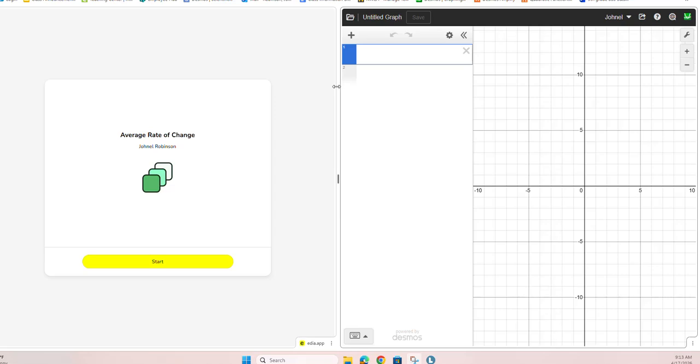All right, happy day 3 of the EOC review. Today we are looking at the average rate of change between an interval. Now, the interval will be represented with brackets. So you may see bracket A comma B. The A and B will be actual numbers.